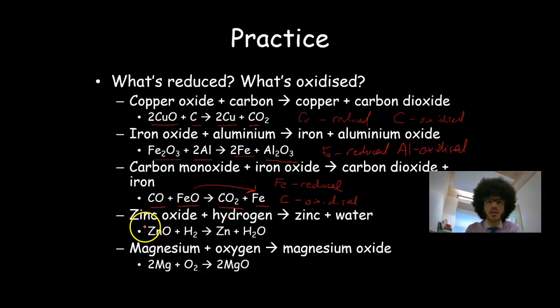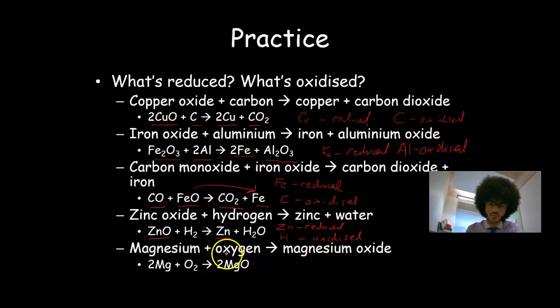Let's do the last two. Zinc oxide plus hydrogen makes zinc plus water. Let's start with the zinc. My zinc starts off with one oxygen atom. It then ends up with none. Therefore, because it's lost oxygen, my zinc has been reduced. However, my hydrogen starts off with no oxygen atoms at all, but then gains an oxygen atom to form water. Therefore, that has been oxidized because it's gained oxygen.